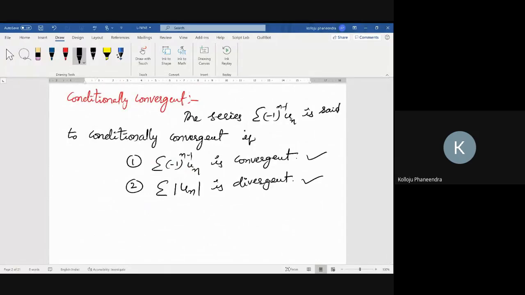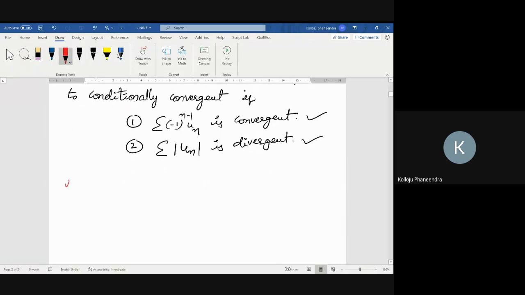Then it is said to be conditionally convergent. If both are convergent, then absolute convergence. Now, coming to problems. First problem.